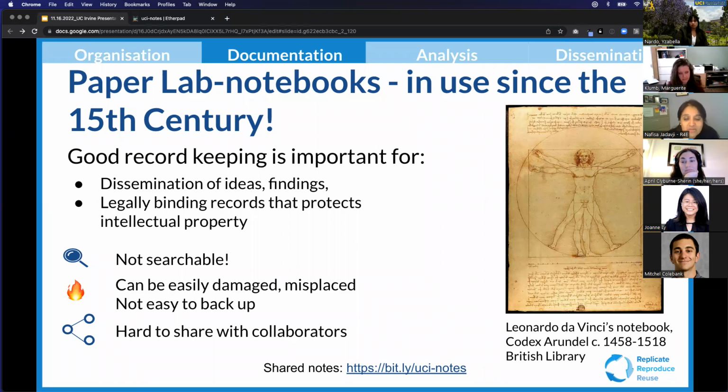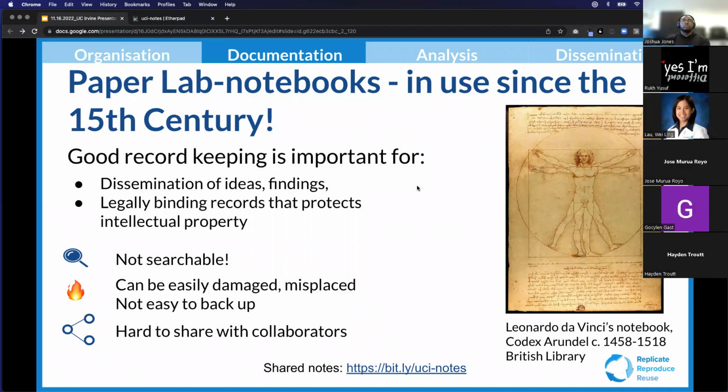These hard copy lab notebooks can be damaged if there's a fire in the lab, or if you spill a solvent on them, or they can be lost. There's no way to back them up. And if you have collaborators, it's hard to share components of the lab notebook. It can make it all very tricky. So there has been this emergence of electronic lab notebooks.